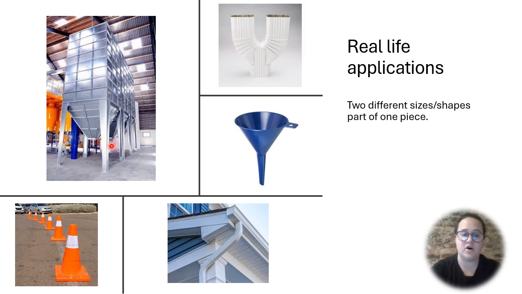As you can see, the hopper is the same shape, but it's two different sizes connected in one. The same can be said for the funnel and the cone. But the gutter here, you can see a change of the shape, and here you can see two shapes that are connecting into one new shape.